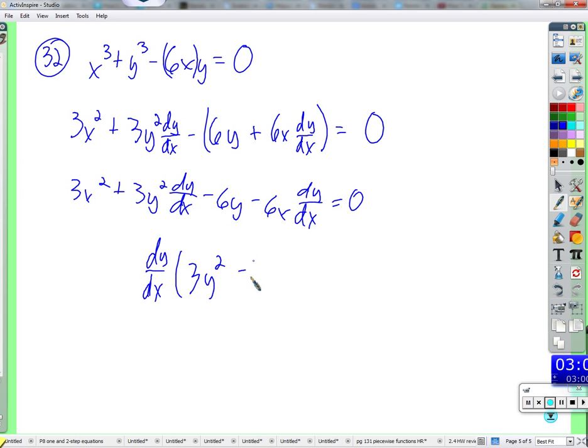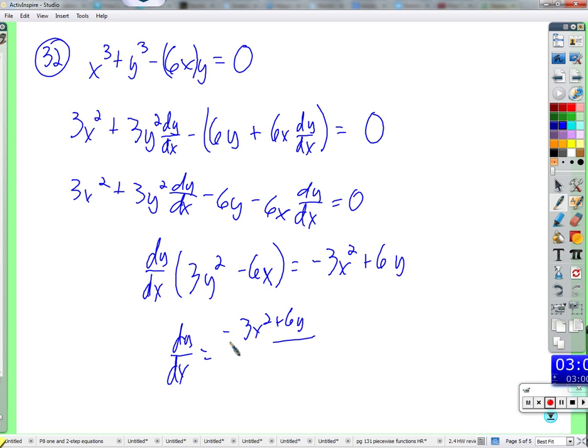dy dx times 3y squared minus 6x equals negative 3x squared plus 6y. Everybody cool with that? Yeah. So dy dx equals negative 3x squared plus 6y over 3y squared minus 6x. Wow, that was close.